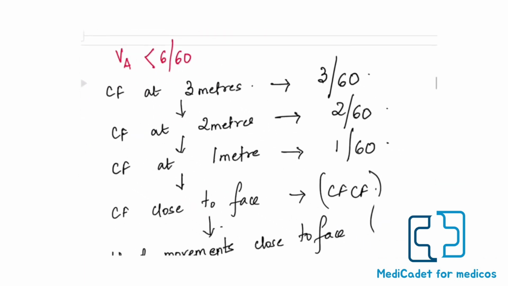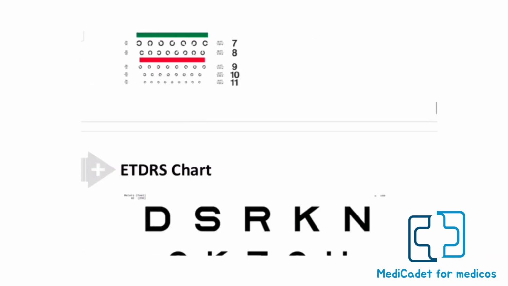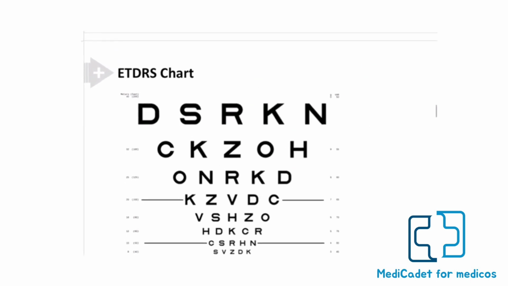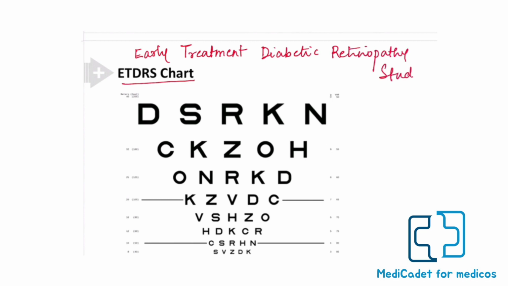What is the name of that chart? This is called the ETDRS chart. ETDRS stands for Early Treatment Diabetic Retinopathy Study. It was used in this study, and hence the name. It is commonly referred to as the ETDRS chart, but the actual name of this chart is the Bailey and Lovie chart. Because it was used in the Early Treatment Diabetic Retinopathy Study, it is called the ETDRS chart.